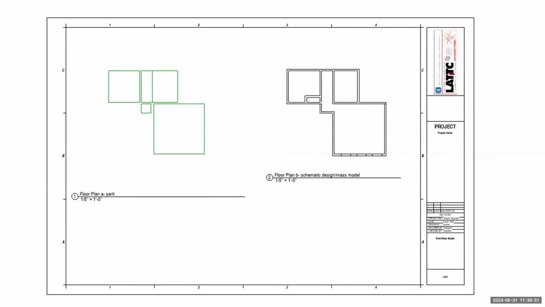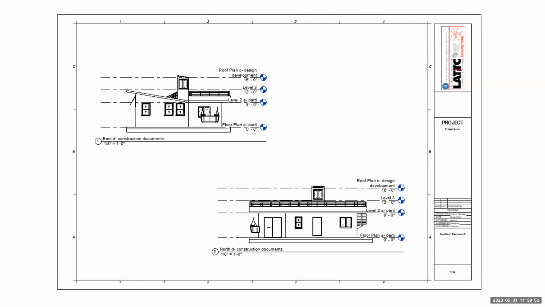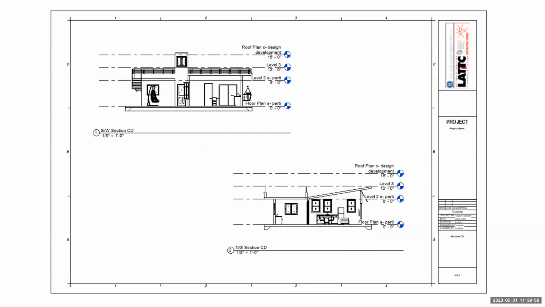All right, going forward, here's my Part T and schematic design mass model of the floor plan. Construction documents for my floor plan and roof plan, as well as door and window schedules. East and north elevations. South and west elevations. The sections that I cut through my ADU, east-west section and the north and south section.